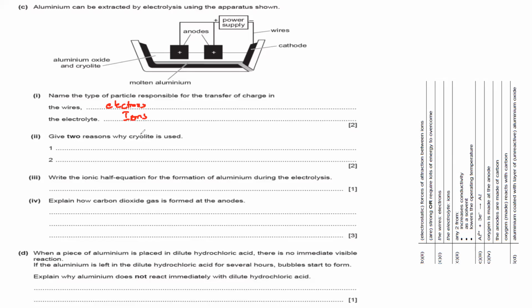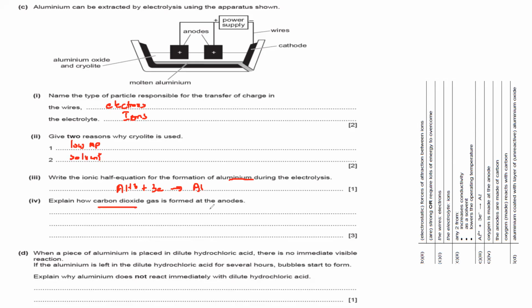Give two reasons why cryolite is added. What is the purpose of adding cryolite? Number one, it lowers the melting point. And number two, it increases the conduction, or we can also say it is used as a solvent to dissolve aluminium oxide. Then write the ionic half equation for the formation of aluminium at the cathode. The aluminium ion will take 3 electrons and form an aluminium atom at the cathode.